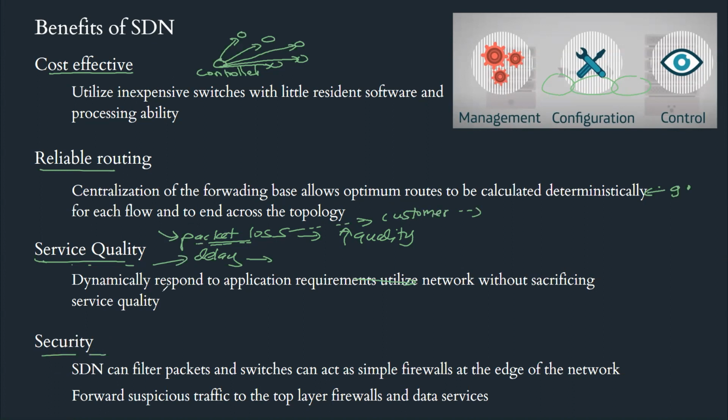Security also can be enhanced by using SDN architecture, because the SDN can filter out authentic requests and unauthentic requests. SDN architecture can remove unauthorized requests made to the network and protect it from them. So therefore, SDN can act as a simple firewall at the edge of the network and forward the suspicious network traffic to firewalls and other security services to further take some action regarding such suspicious data traffic that is occurring.